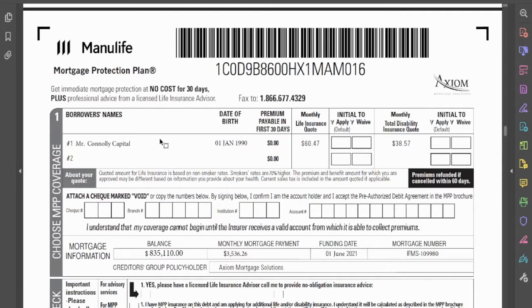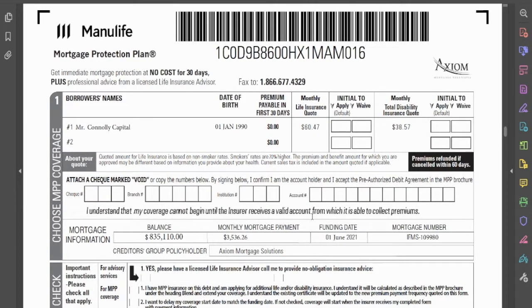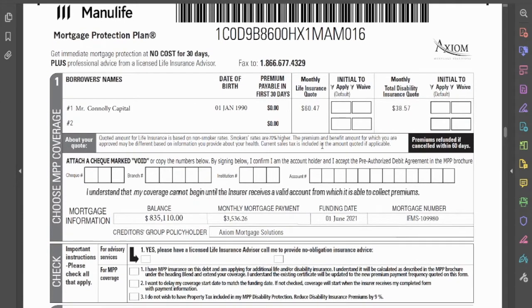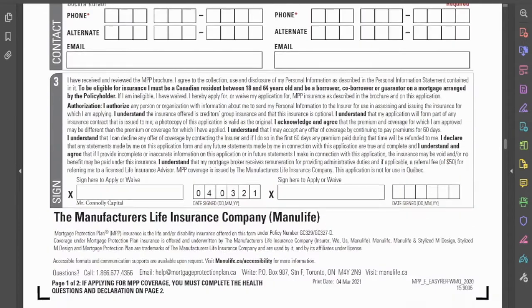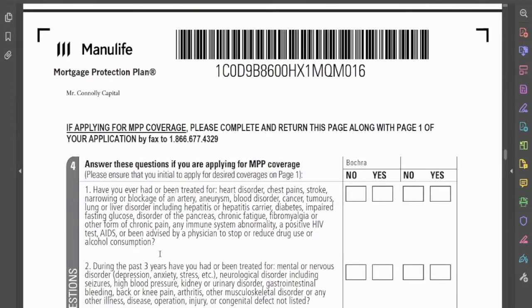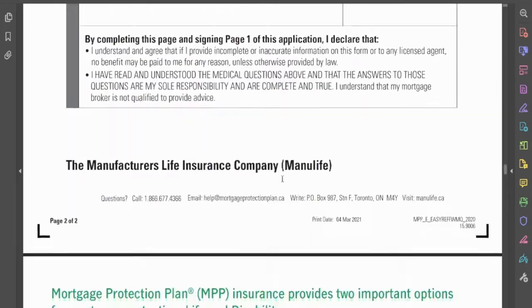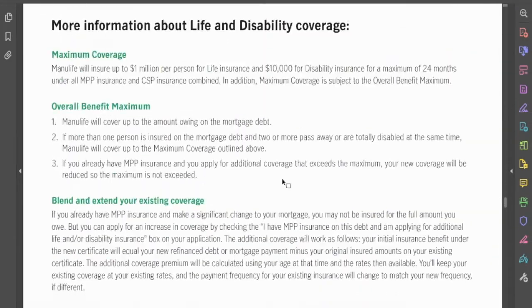Our next form is our Manulife Protection Plan. Although this insurance is not mandatory, signing the form is. If you choose to accept the life, disability, or critical illness policy, you will initial to apply. If you are waiving and you choose not to take the coverage, you must sign a waiver in this section here and sign at the bottom of the form. Information on the Manulife Protection Program is included behind the first page if you want to learn more about the product.